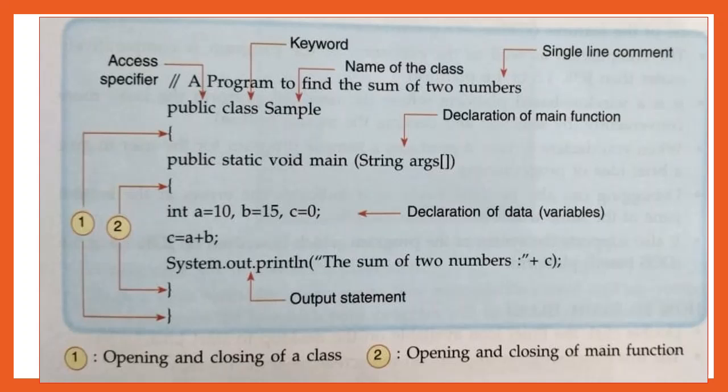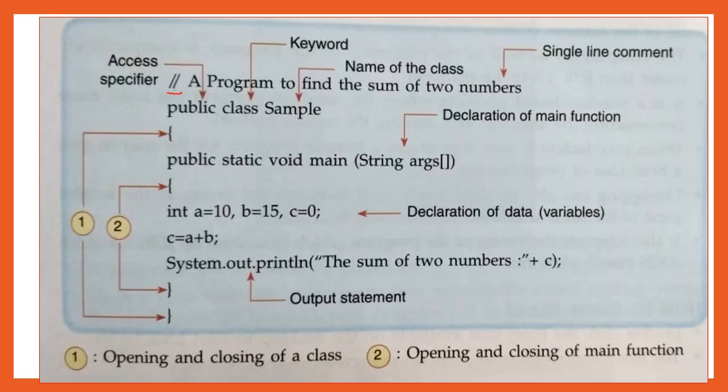Next one, see here, this is a program to find the sum of two numbers. Here they have used a single line comment. They have written a comment saying this is a program to find the sum of two numbers. Next, public class name. The public class name is Sample followed by curly brace. Next, they are defining the main method, public static void main String args. This is the declaration of the main function. Then followed by opening curly brace and closing curly brace. Here, these are the statements of this program.